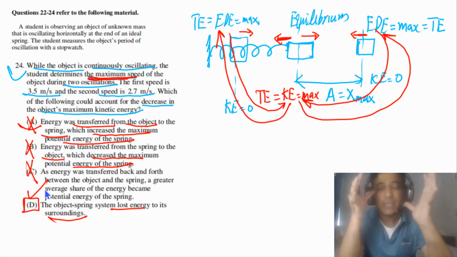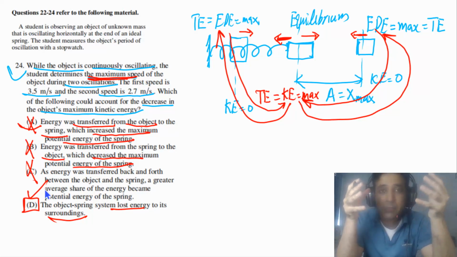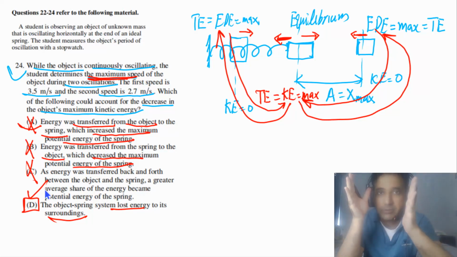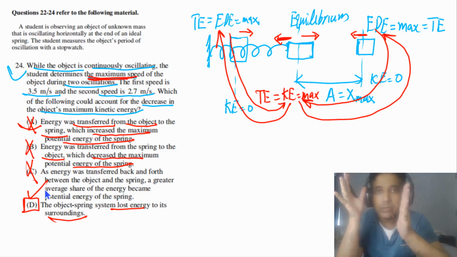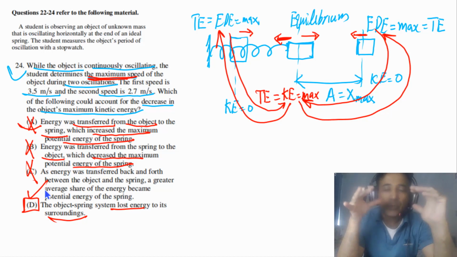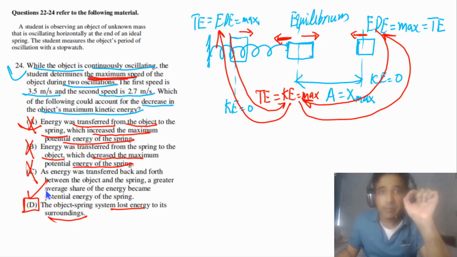You need to understand how energy changes in a spring-mass system. When the object is at equilibrium, it has only kinetic energy, and when it is at the extreme position, the spring-mass system has only EPE because the mass is not moving. So all the energy has been converted into EPE, and vice versa is also true. And if the maximum speed is decreasing, it means there are resistive forces, like friction and air resistance. Due to those external resistive forces, the system is losing energy.